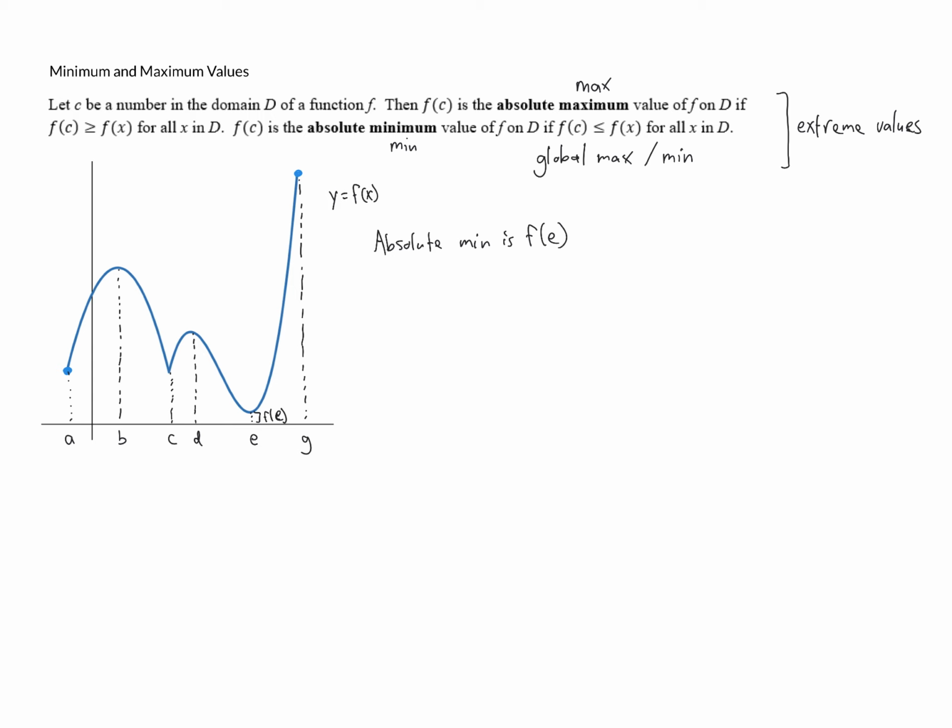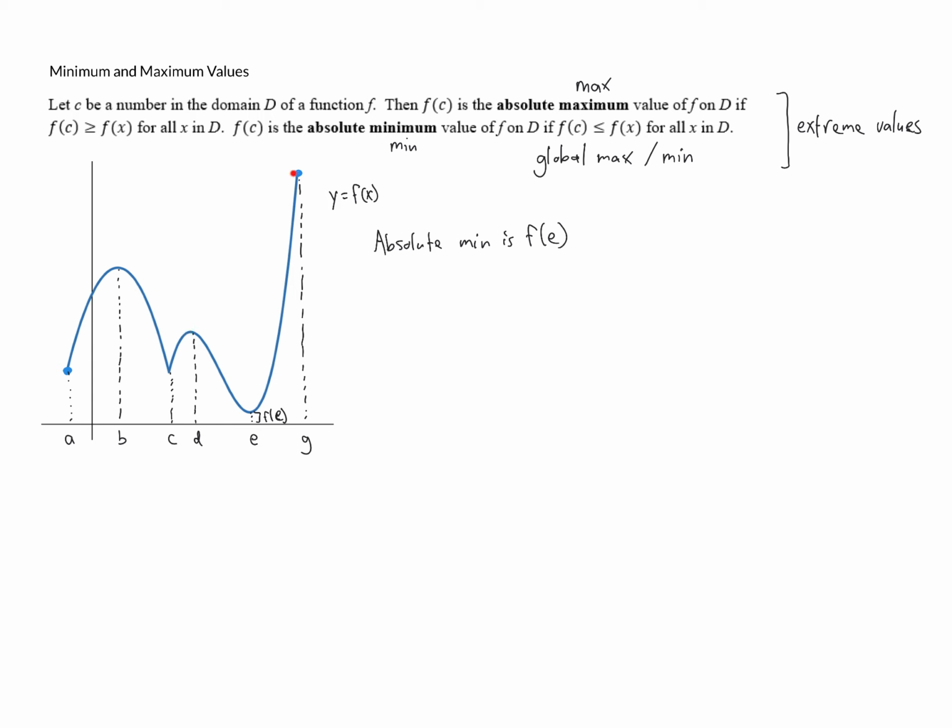I know that's a little small, not the best, but the absolute minimum or the global minimum is the function value at this point. It's the height of the function at that point. And then we could also talk about the absolute maximum. So again, if we look at this curve, we might ask ourselves, where does it reach the highest y value?